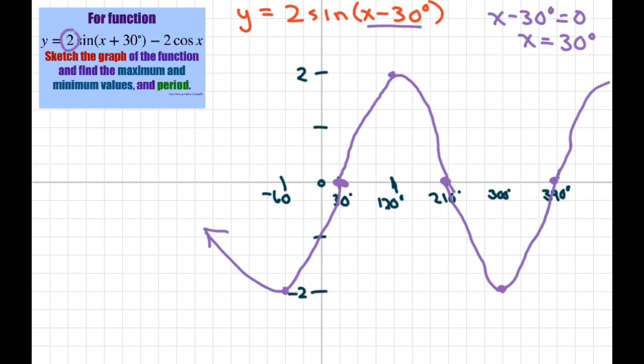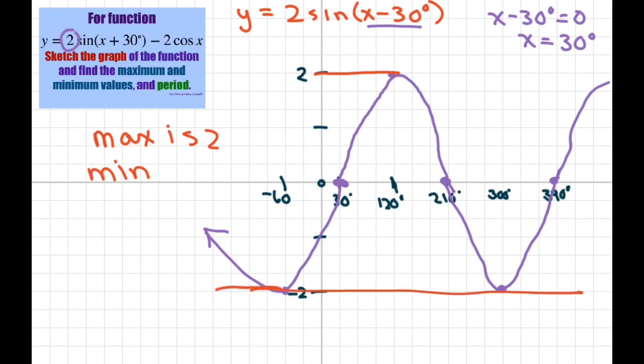And the maximum and the minimum: your maximum value is 2, so you just put max is 2, and your minimum is here, at negative 2. Oh, the period is 2 pi. You do 2 pi divided by b, but our b is 1. So the period equals 2 pi.